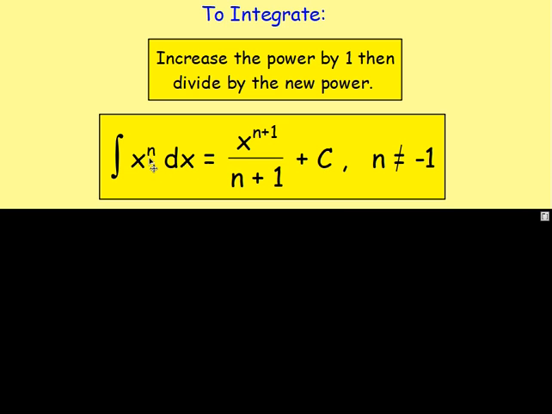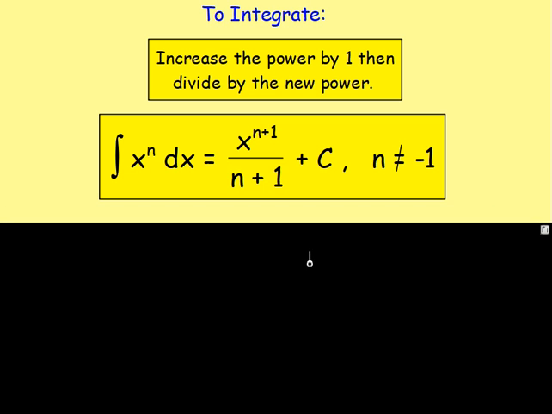Here, n could be any value you want, but it can't be -1. Because if you add to the power, -1 add 1 gives you 0. So you'd end up with x to the power of 0, and then you'd be dividing by 0. And remember, you cannot divide by 0. If you did have that, then you integrate it a slightly different way, which you look at, not in higher math, but in advanced higher math. So you'll have to wait until next year for that.